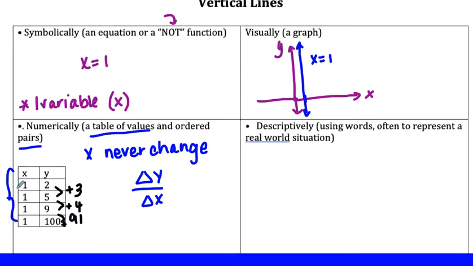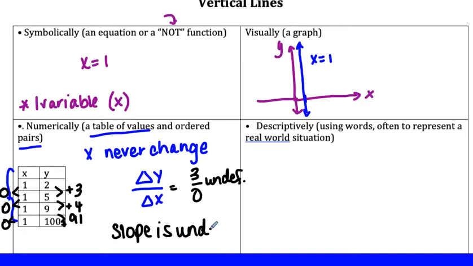But that doesn't really matter because there's no change in x. So no matter what, if you did that, you'd put 3 over 0, you'd get undefined. And so that tells me that the slope is undefined, which means that it's a vertical line. Because remember, vertical lines have undefined slopes.